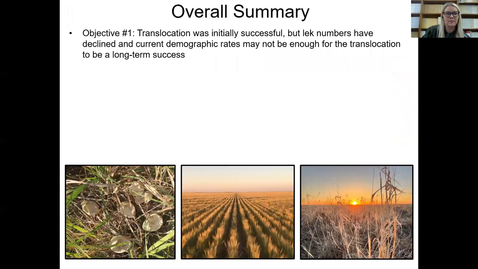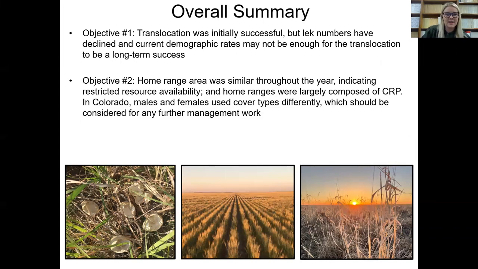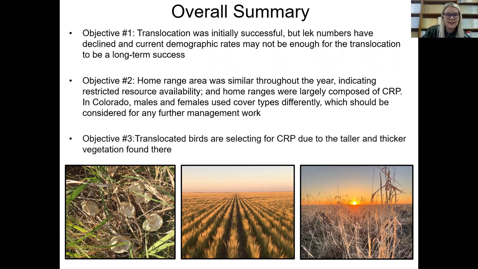So for an overall summary, for my first objective, translocation was initially successful, but LEC numbers have declined, and current demographic rates may not be enough for the translocation to be a long-term success, especially with things like drought or severe rainfall or blizzards. For my second objective, home range area was similar throughout the year, indicating restricted resource availability, and home ranges were largely composed of CRP. In Colorado, males and females use cover types differently, which should be considered for any further management work. And lastly, translocated birds are selecting for CRP due to the taller and thicker vegetation found there.